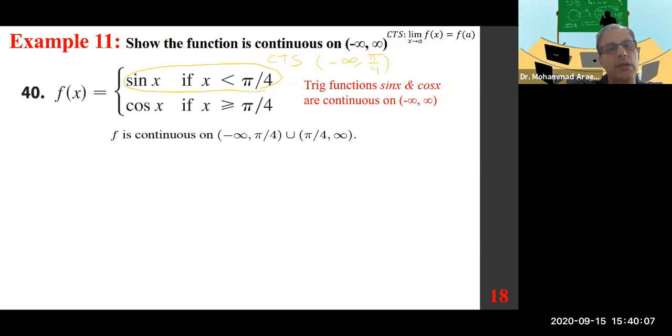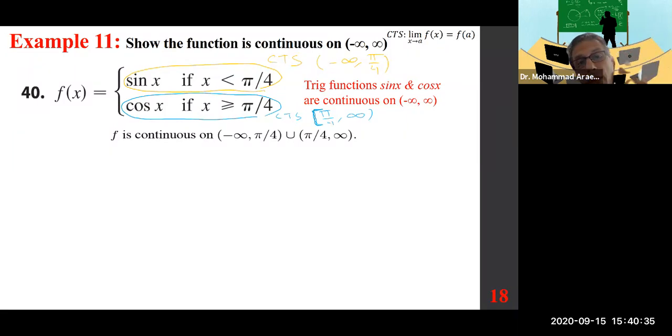And the bottom one, and by the way, why pi over 4? Because it stops at pi over 4. This one is continuous from pi over 4 to infinity. I understand it has the equality, but the endpoint really doesn't count, okay? You can put a bracket if you want, it's really not important. What matters is what happens now at pi over 4.